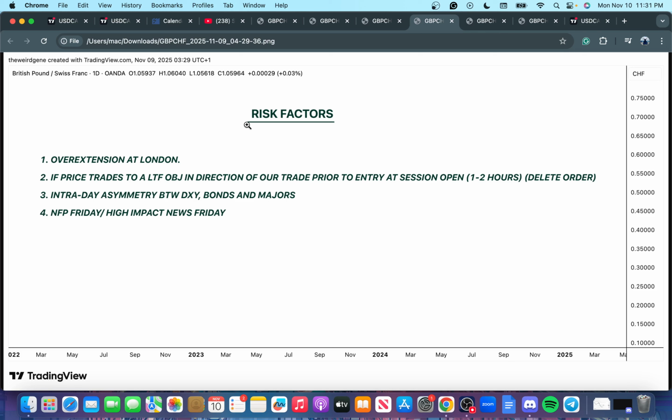Okay, so we have risk factor number one, lower time frame overextension during London session. And then number two, if price turns into a lower time frame objective in direction of our trade prior to entry at session open, so within the first 1 to 2 hours of our session open, if we see the market go to any immediate lower time frame target during liquidity, which is in the direction of a trade, we delete any pending order. And if we were looking to execute prior to that behavior in the marketplace, we actually did not take any trades. Now let me explain why.